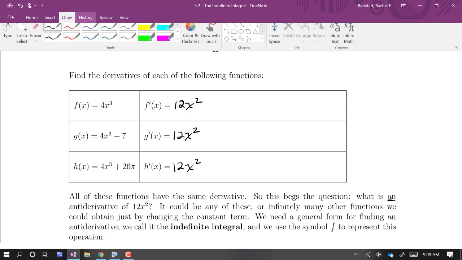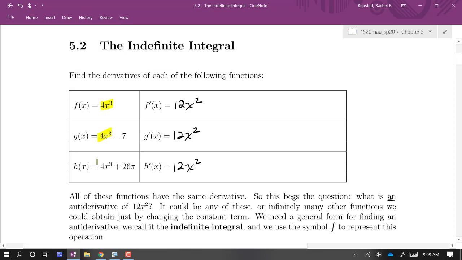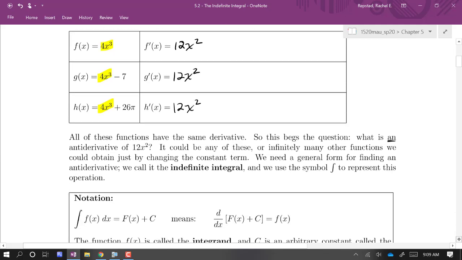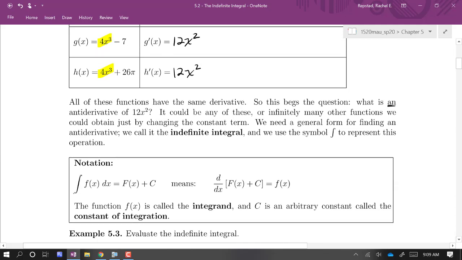However, they all have something in common. The meat of the function, or the important part of the function, is that 4x cubed. The only thing that we can change without affecting the derivative is what that constant is on the end of the function. So if we want to describe this family of functions, 4x cubed and then some constant after, we call that an indefinite integral, and we use this squiggle sign in front to indicate that indefinite integral.